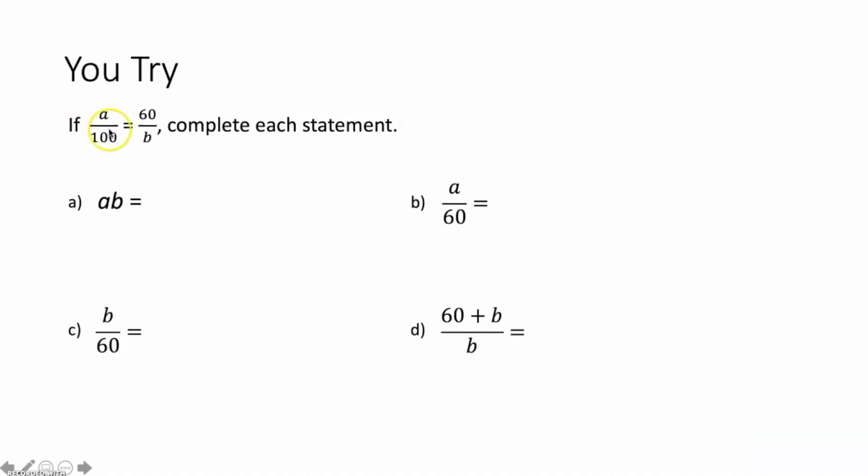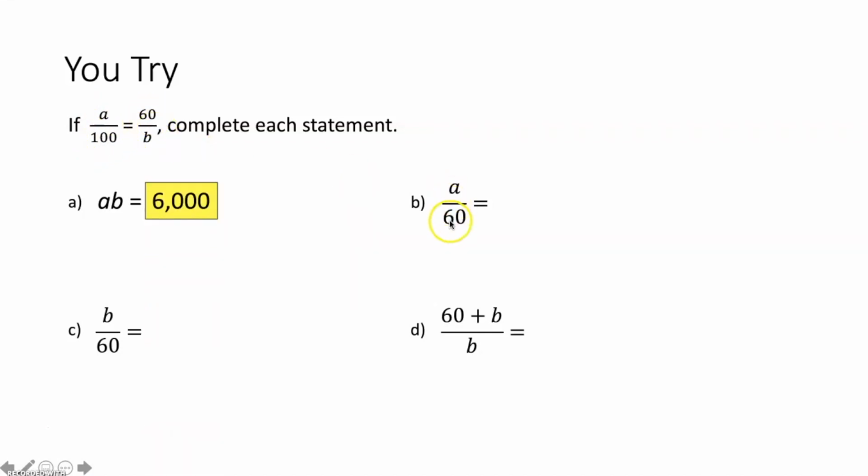Okay, doing the same thing here. We're given our original proportion and we're testing our knowledge of the properties of proportion. So we start. A times B has to equal what? Well, again, this is testing your knowledge of the cross product property. A times B has to equal 100 times 60, or 6,000.